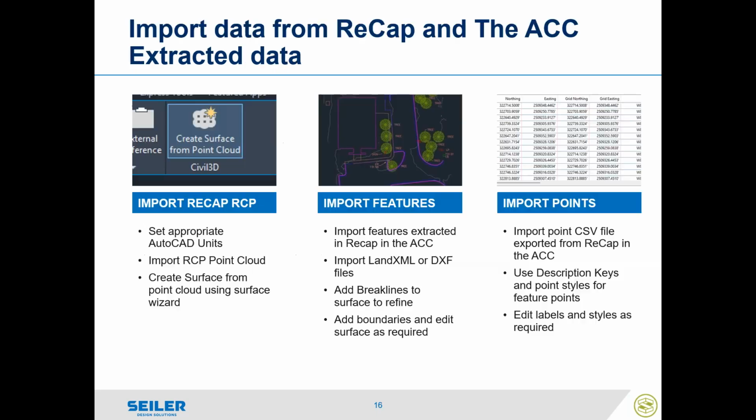All right, so the process here is to import my ReCap RCP, those decimated model points, create my surface using those points, then import the features extracted from the ACC, LandXML and DXF files, add those as break lines to refine the surface, and then finally import my CSV points that I extracted from the ACC.